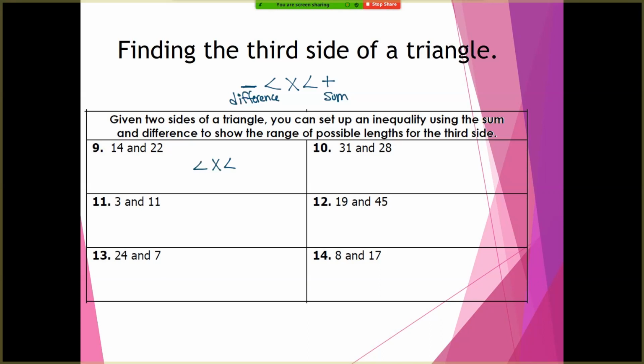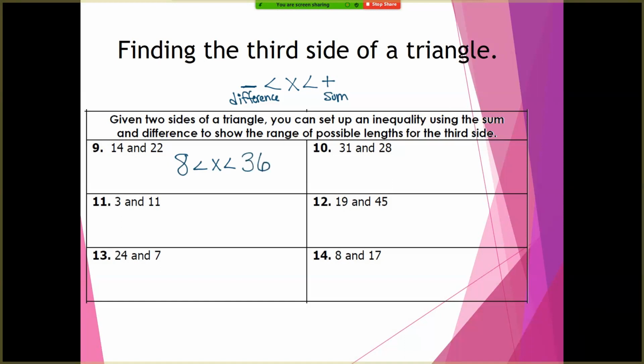When you subtract, it doesn't really matter to me if you take 22 minus 14 or 14 minus 22. But if you take 14 minus 22, you're going to get negative 8. Is it possible to have a side length of negative 8? No. So you're just going to write positive 8. So never write a negative number. It doesn't matter how you subtract and just write the positive version of whatever you get. Because 22 minus 14 gives me 8. Then if I add them together, 14 plus 22 is 36.